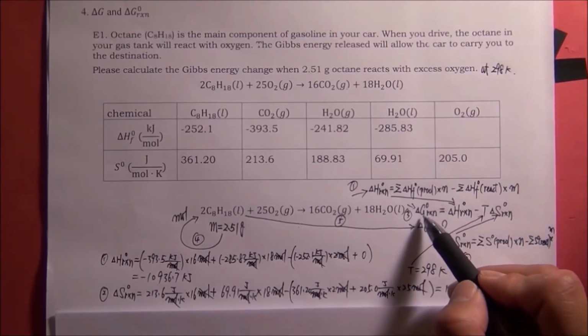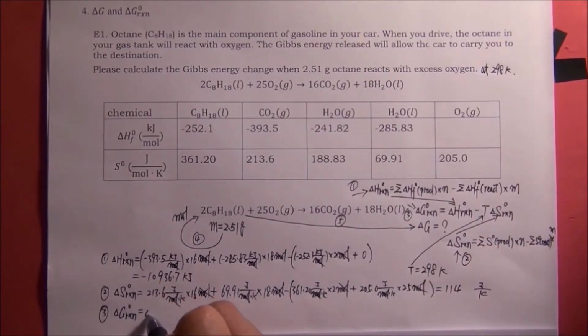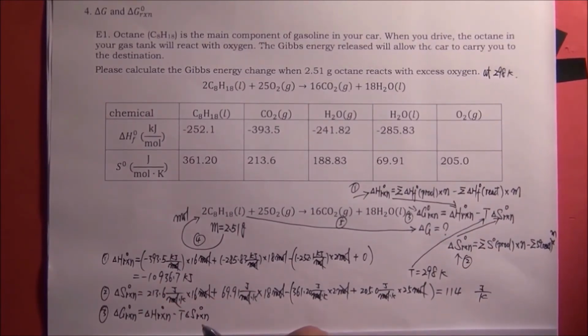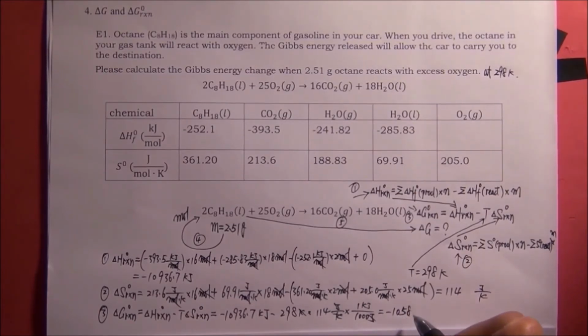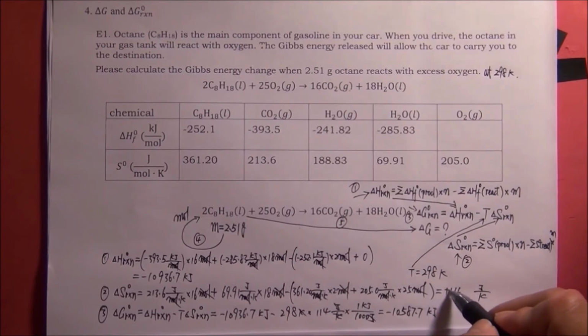Step 3. We will calculate the standard Gibbs energy of reaction. I rewrite the equation to help me to memorize the equation. The unit of the first term is kilojoules. The unit of the second term is joule. So we have to convert to make sure we have the same unit for both terms. The answer is negative 10,587.7 kilojoules. Sorry, this number was wrong.